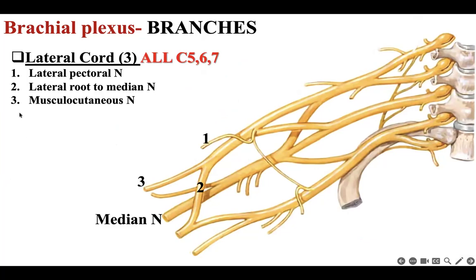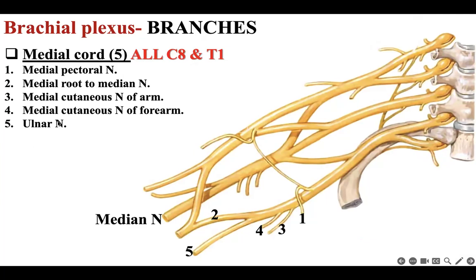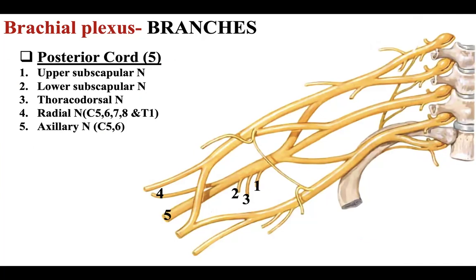The lateral cord from C5, C6 and C7 gives the lateral LLM: musculocutaneous, lateral pectoral and the lateral root of the median nerve. The medial cord originates from C8 and T1, which is 4M and 1U. The posterior cord gives upper subscapular, lower subscapular, thoracodorsal, radial and axillary. You have to memorize that the radial nerve takes roots from all roots C5, 6, 7, 8 and T1, and axillary from C5 and C6 only.